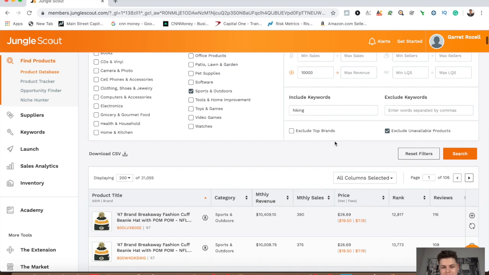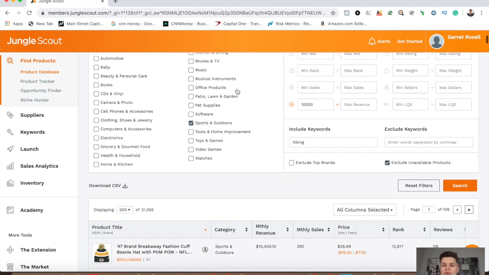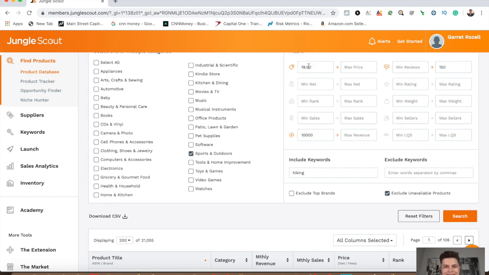So what this is going to do is we narrowed it down to sports and outdoors. We narrowed it down to at least a $19.90 selling price. We narrowed it down to products that are only doing $10,000 per month or more in revenue. And we also narrowed it down to products that only have 150 reviews, okay? And also we're including the keyword. It has to have hiking in there. So we're only going to find products related to sports and outdoors, meeting all these criteria we have listed here, and related to hiking. So let's do a search.